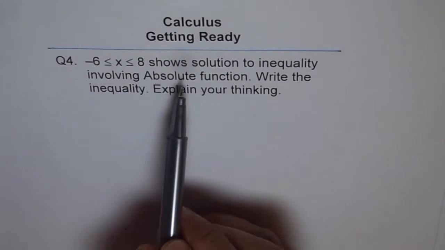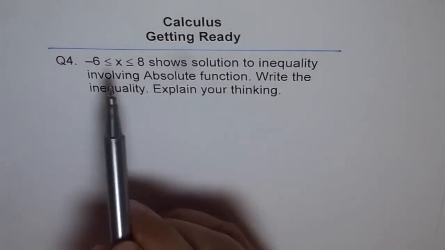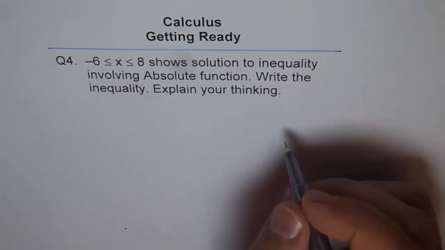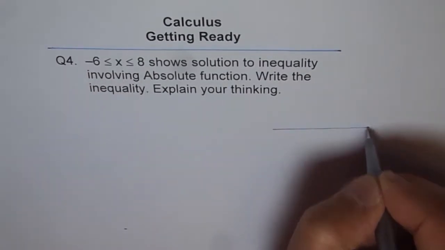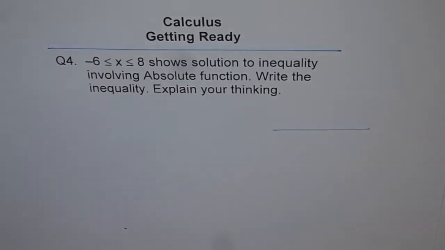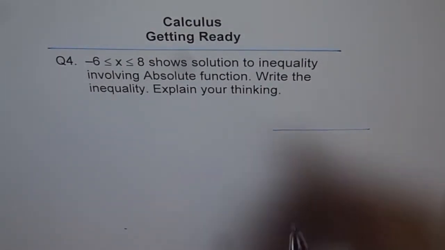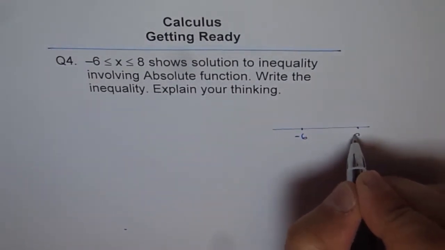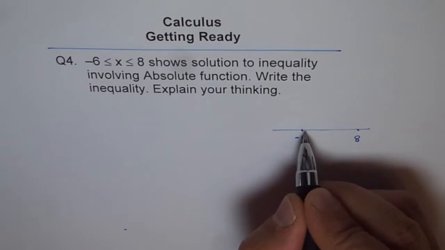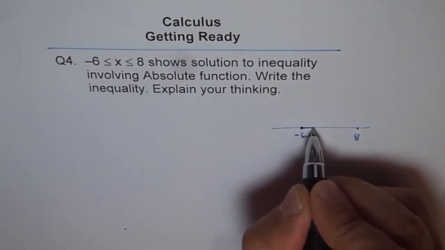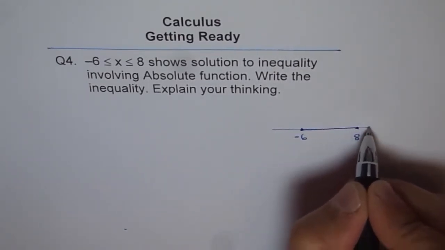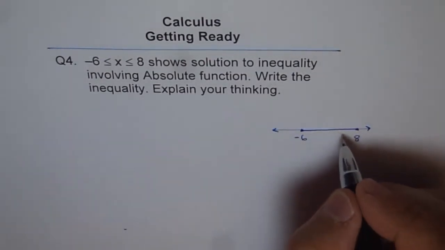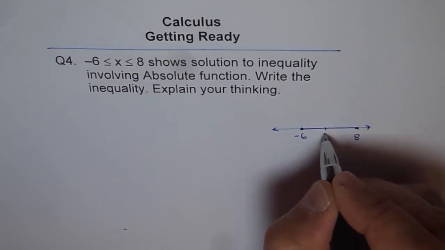It says that the inequality solution is that x is between minus 6 and 8, and both are included. So let's make a rough sketch here. Let's say that's the line, and our solution on the line is from minus 6. So let's say this is minus 6 and this is 8. So we get a solution which includes both. So that is the solution on a number line, correct? And of course 0 we can say somewhere here.